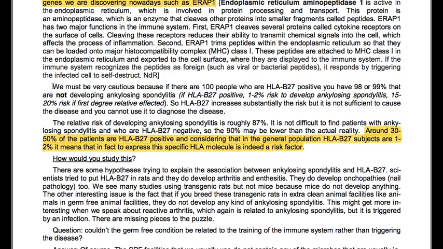It's not difficult to find patients with ankylosing spondylitis who are HLA-B27 negative, so the 90% may be lower than the actual reality. Around 30-50% of the patients are HLA-B27 positive, and considering that in the general population HLA-B27 subjects are 1-2%, it means that in fact, to express the specific HLA molecule is indeed a risk factor.